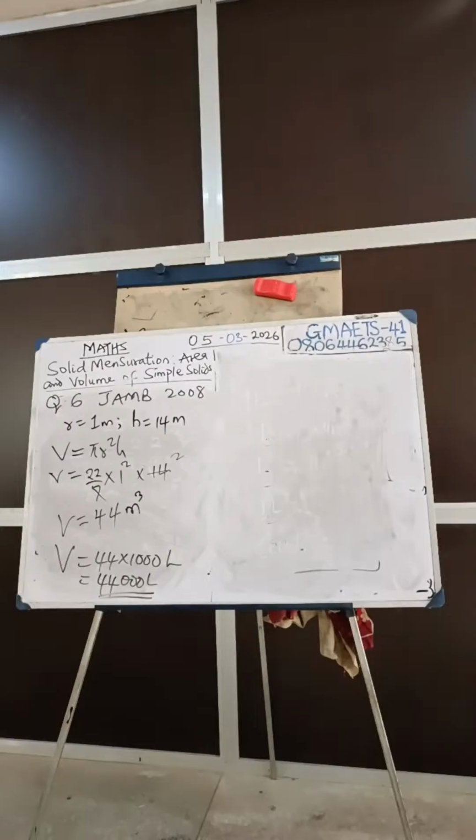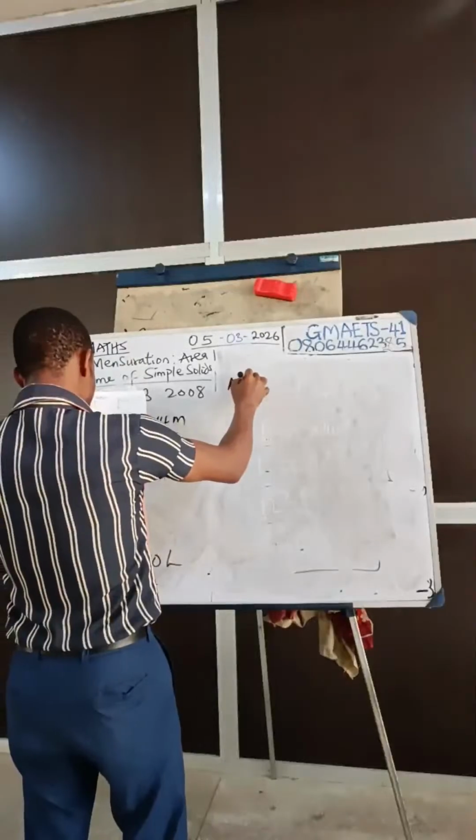What is the total surface area of the pipe? Option A.